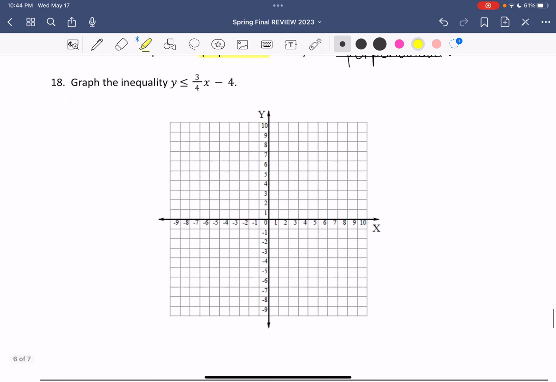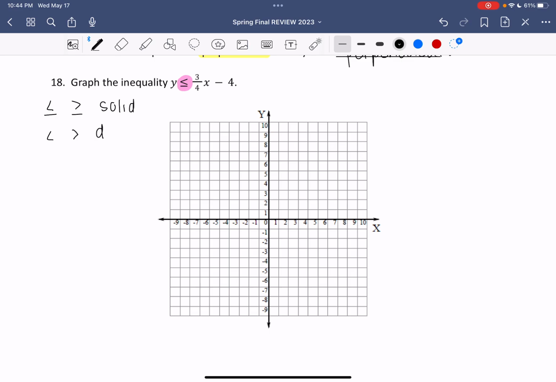All right, graph the inequality. All right, so we have y is less than or equal to 3/4x minus 4. So let's talk about the inequality. The inequality tells us it's going to be a solid line. So remember, if there's an equal to sign, it's going to be solid, whereas if it's just the inequality, it's a dotted line. So in this case, we're going to use the solid line.